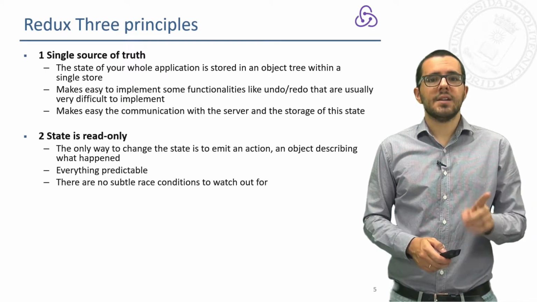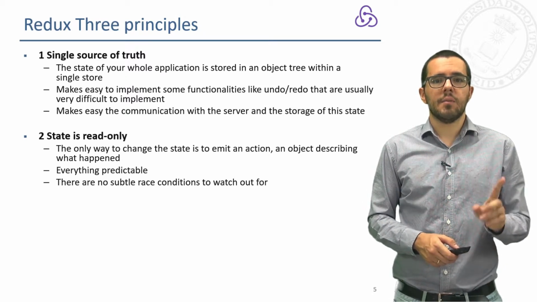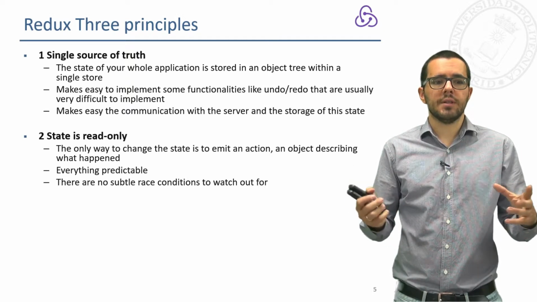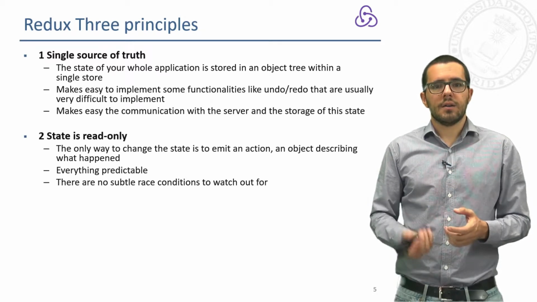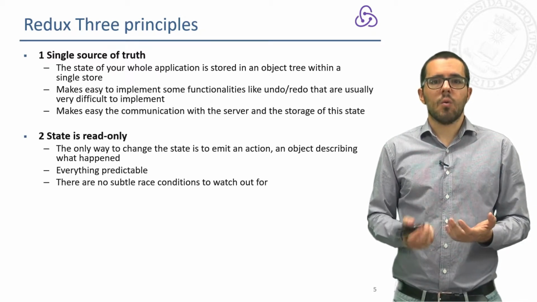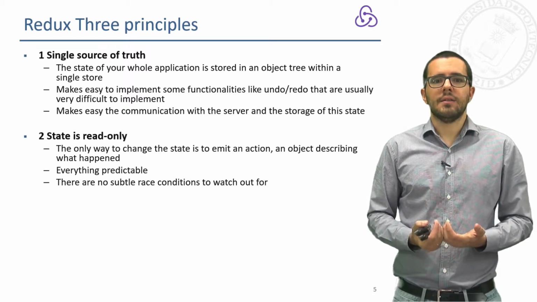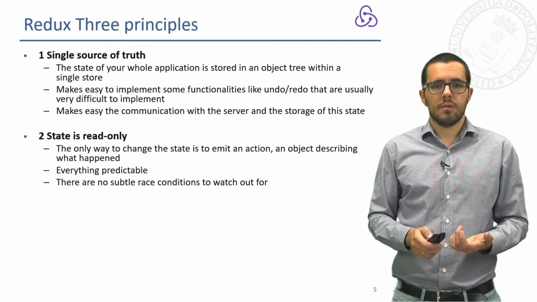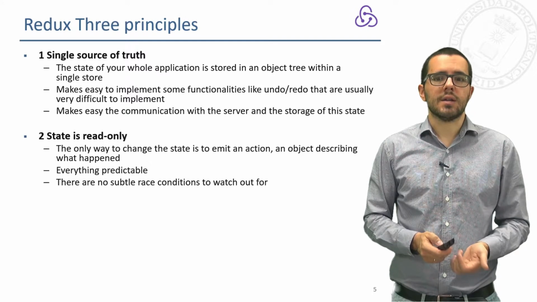The second principle: this state is read-only. We only modify the state by emitting actions, because if not, we will have multiple components, all of them modifying this object. No, that's not a good idea. Redux fosters this one-way data binding, as Flux proposes, and will modify the state only through actions. So everything will be very predictable and also very easy to test.